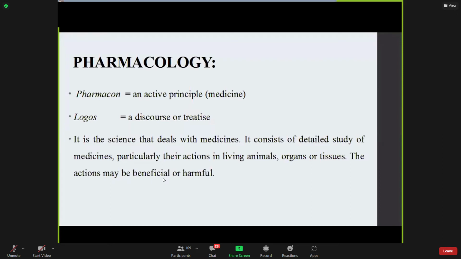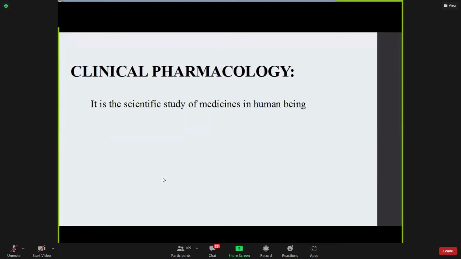Pharmacology is a science that deals with the medicines. So it is a detailed study of the medicines, particularly their actions on living animals, organs, or tissues. The actions may be beneficial or harmful. So in general, pharmacology is to understand the mechanism of action of a drug on animals or in a specific tissue or organ.